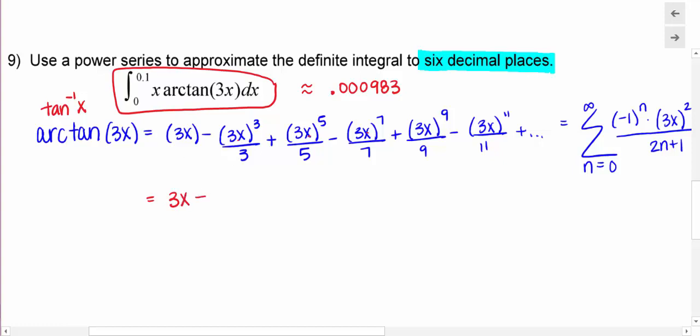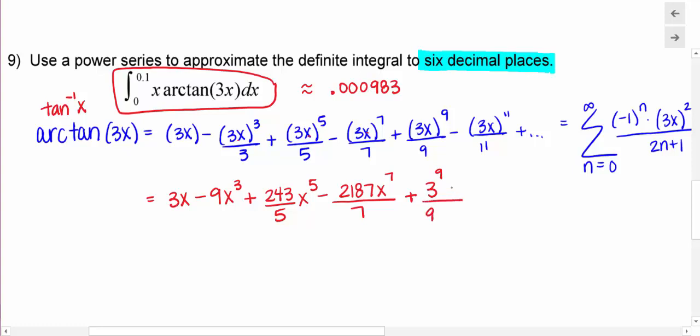Okay, so I can write that out. 3x minus, this will be 27 over 3, so this will be 9x cubed, plus 243 over 5, x to the 5th. And this will be, I don't know, we're going to call it 2187, x to the 7th over 7. You could have said 3 to the 7th. That is fine. And then if I wanted this term, I could say plus 3 to the 9th. And I know that will reduce with 9, but that's okay. x to the 9th, minus and so on.